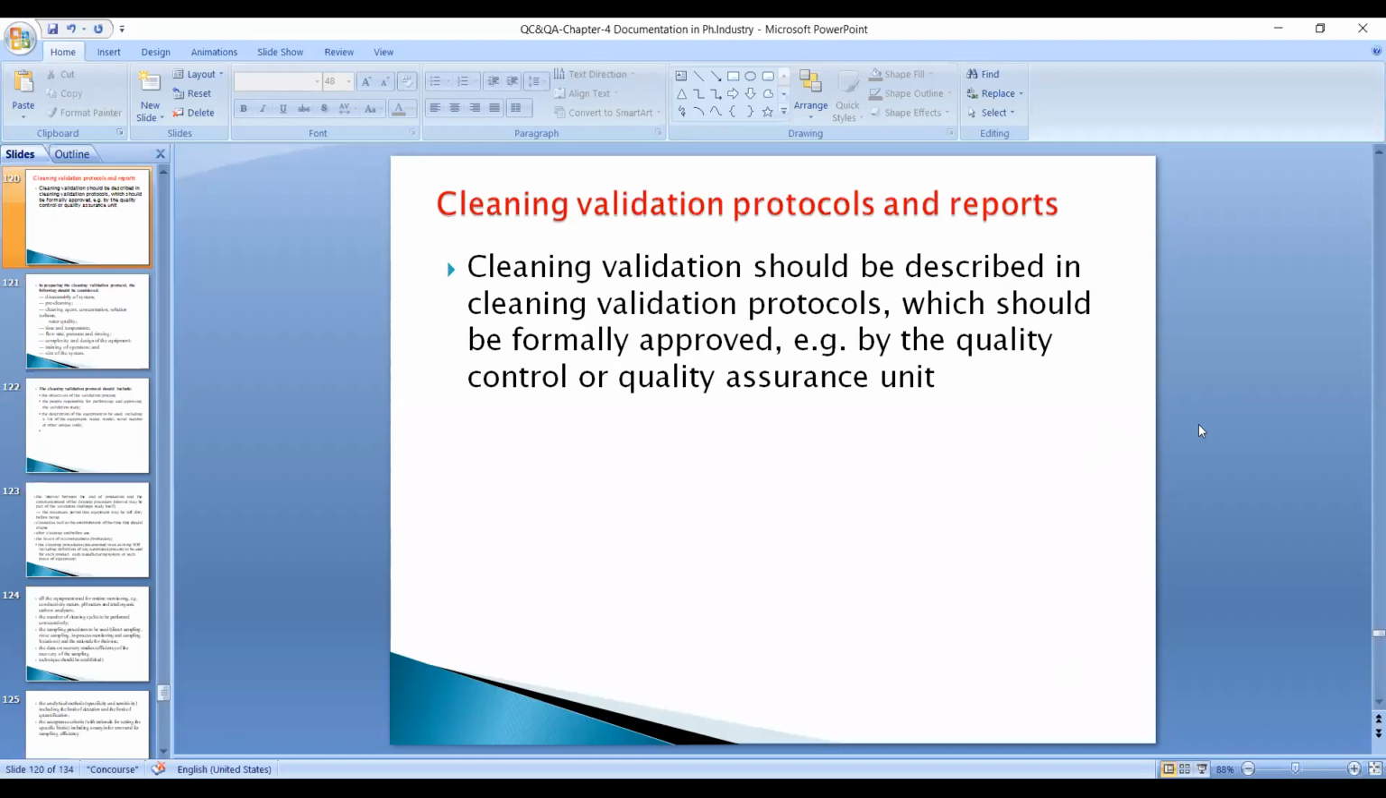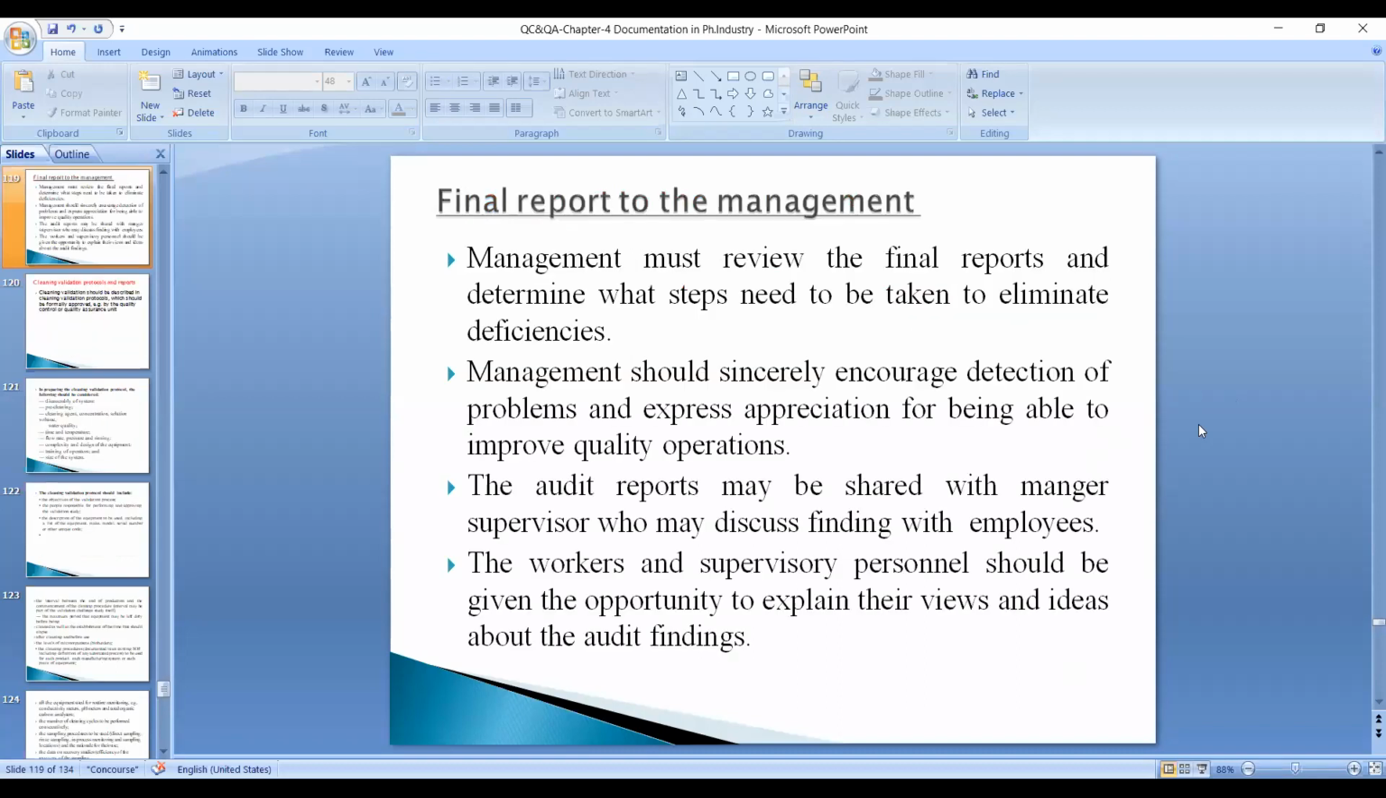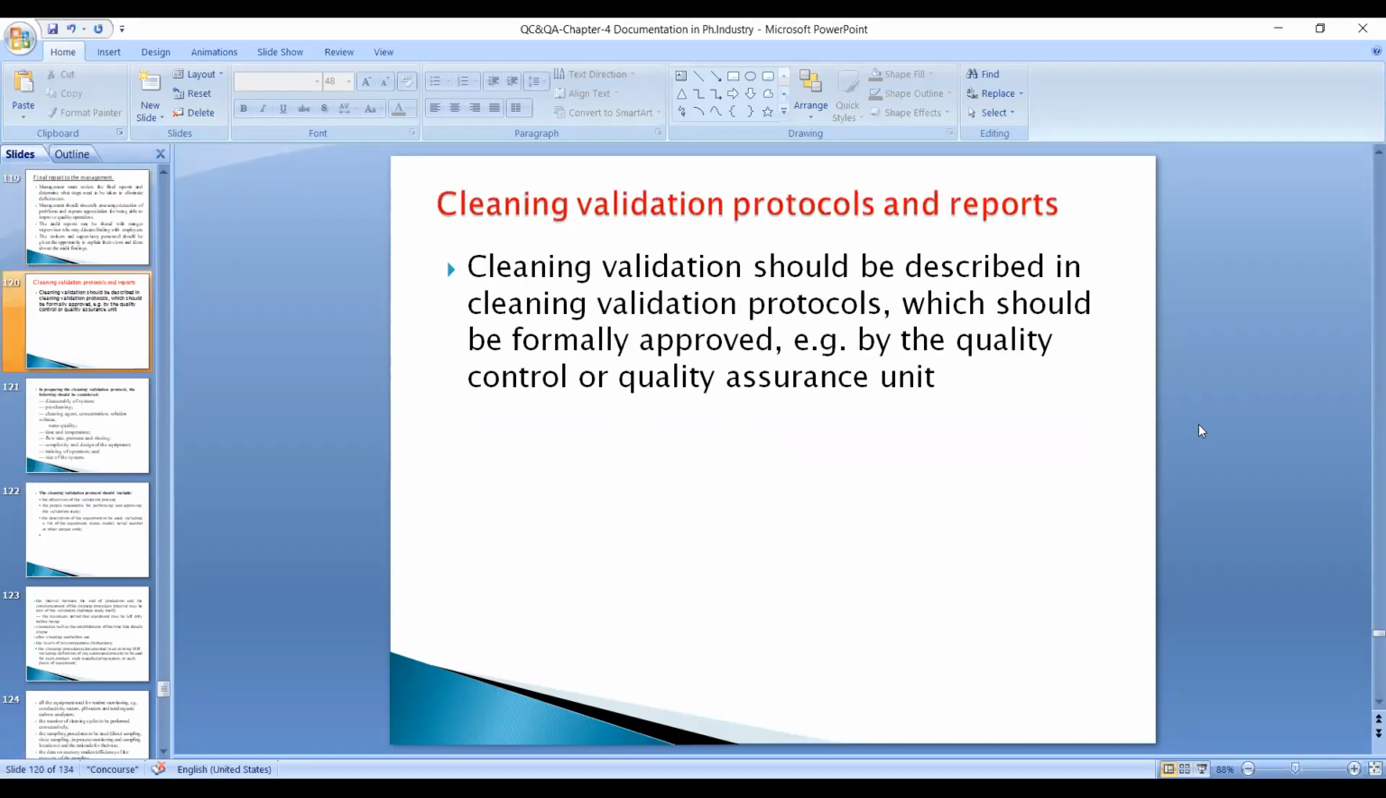In the previous class, we discussed the same chapter in the subject quality control and quality assurance, which is documentation in the pharmaceutical industry. I discussed the quality audit plan. So today we look into the cleaning validation protocols and reports, as well as distribution reports and electronic data.